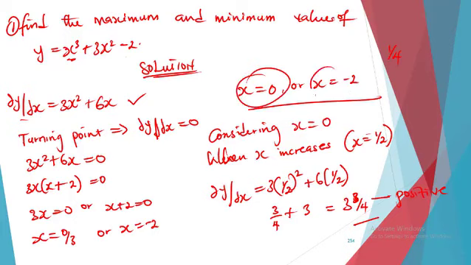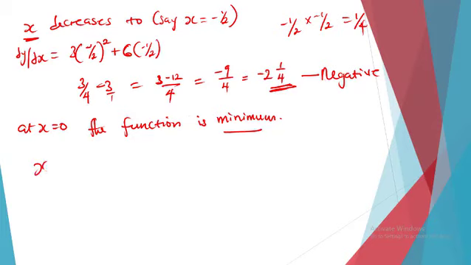So now we've taken the point where x is 0. Let's now take the point where x is minus 2. x is equal to minus 2. That's the second value of x. So if x increases from minus 2 to minus 1, x equal to minus 1.